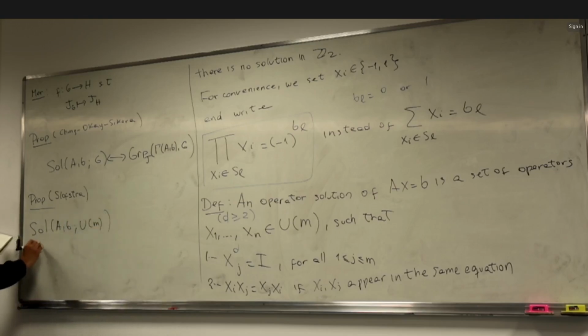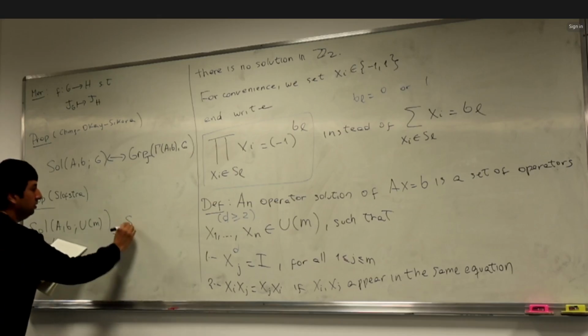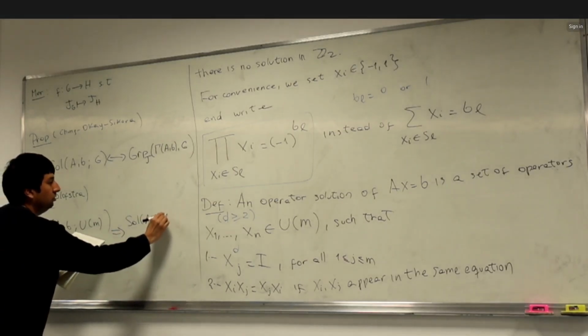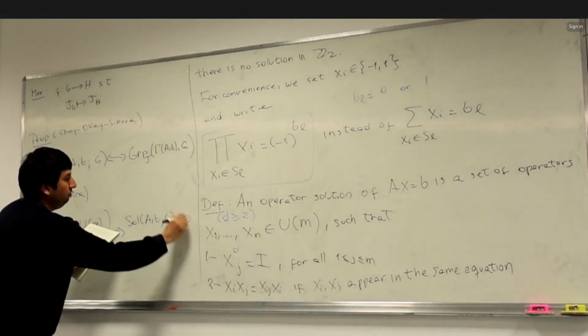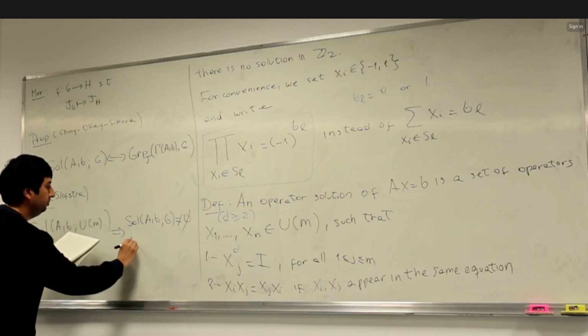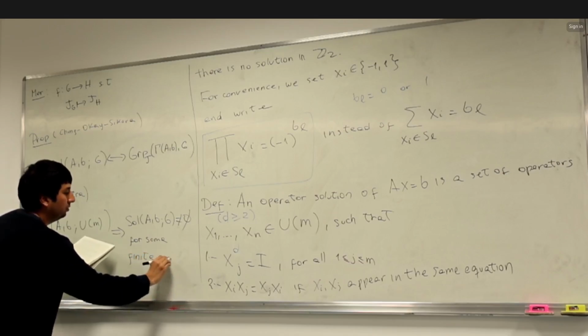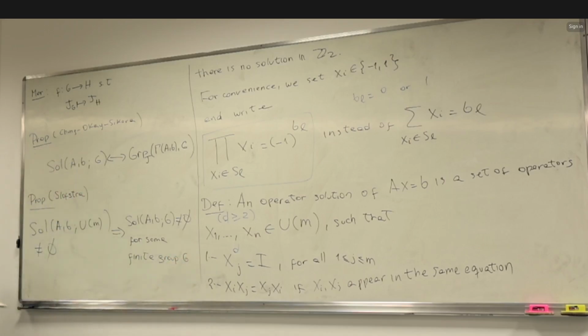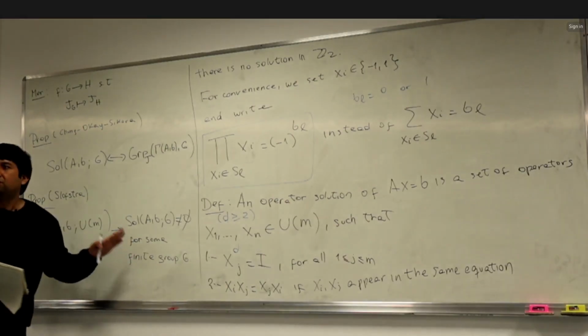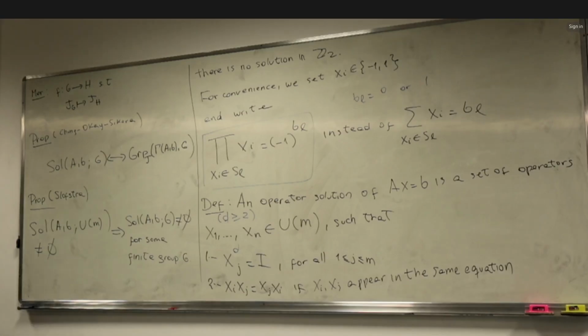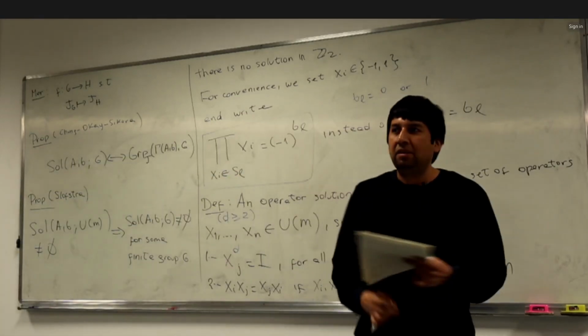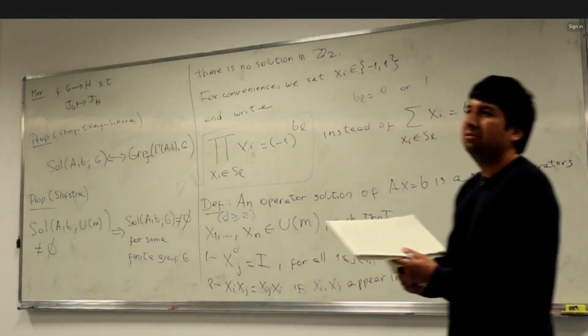If the set of operator solutions is not empty, then the set of solutions for this group, for some finite group G, is non-empty. So if we are interested in operator solutions, we might restrict just to finite groups. Yes. It's a co-limit argument or something like that.